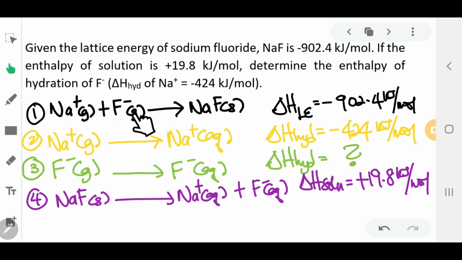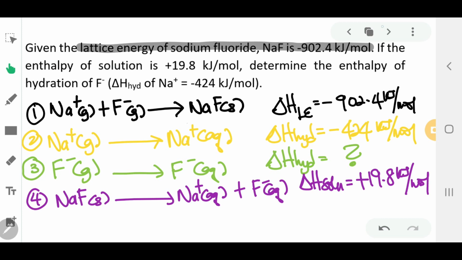When you look at this equation now, this one is representing lattice energy of formation. Why? Because the question gives you the lattice energy of formation of NaF, a negative value, negative 902.4 kilojoule per mole. So that is the reason why we're going to write it in this form, because we want to form the ionic solid NaF from the gaseous species. If you are given lattice energy positive, that one will be lattice energy of dissociation.